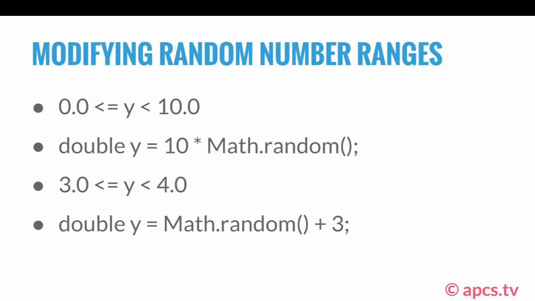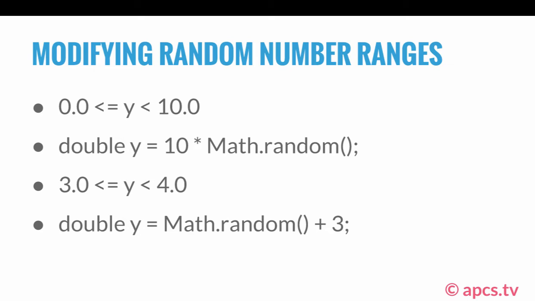So let's say that instead of getting a double value from 0 to 1, we want to get a double value from 0 to 10. And so what we would do now is we would go double y equals 10 times Math.random. So the difference from when we were generating a double from 0 to 1 is that we're multiplying by 10. And by multiplying by 10, the random double will now be between 0.0 and 10.0.